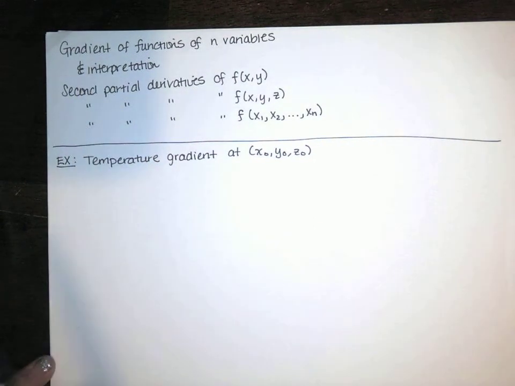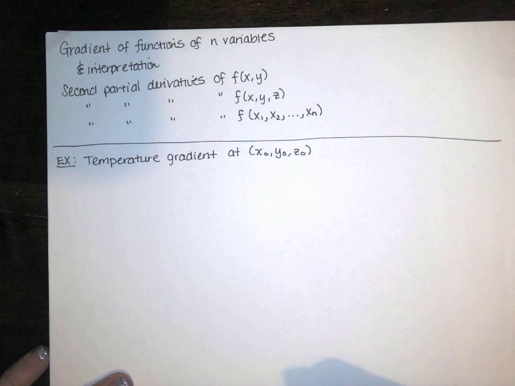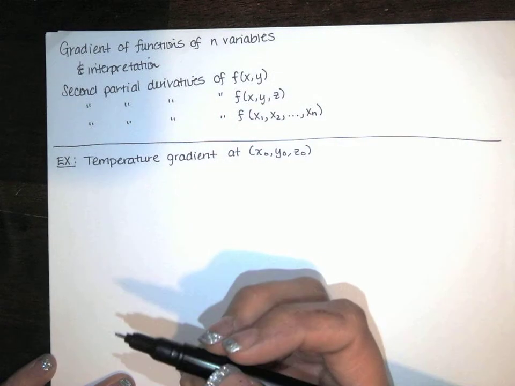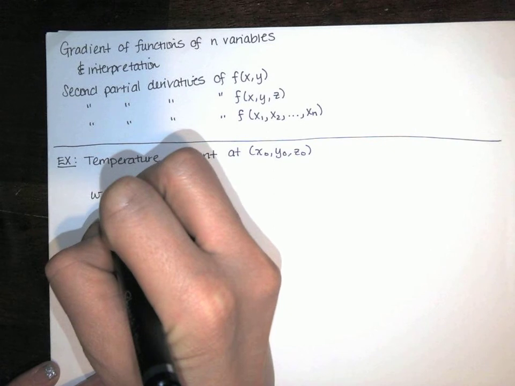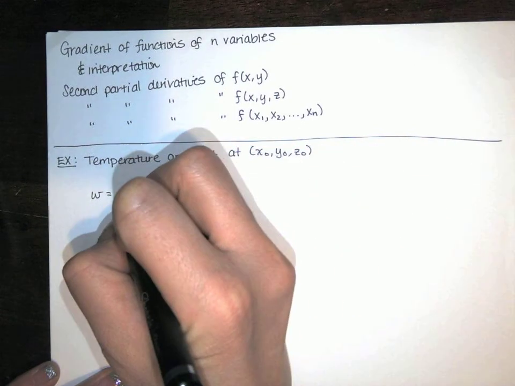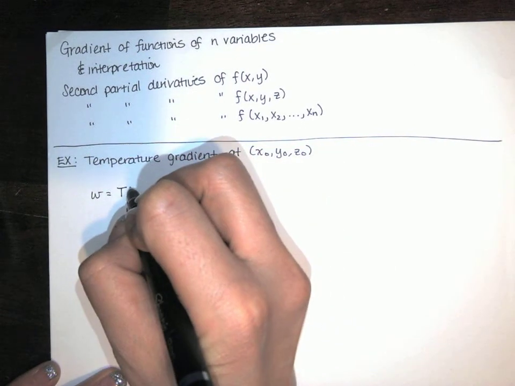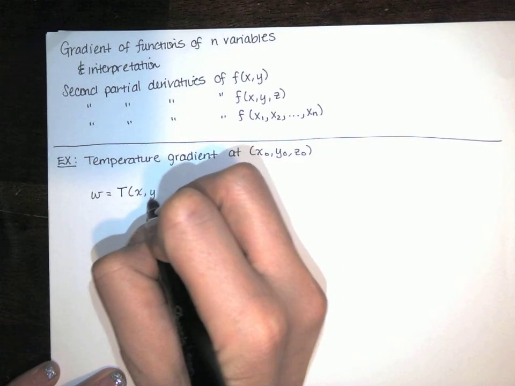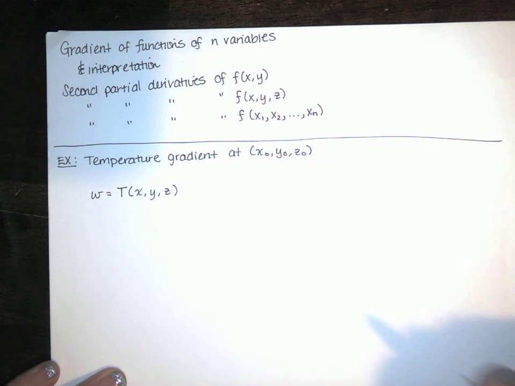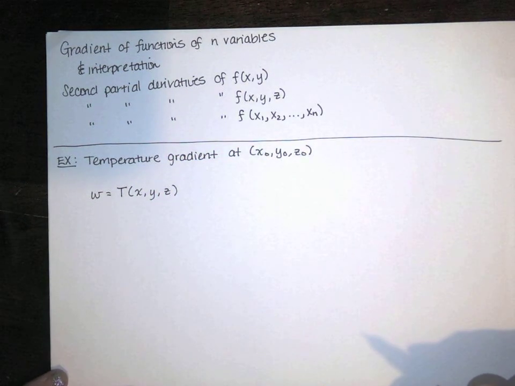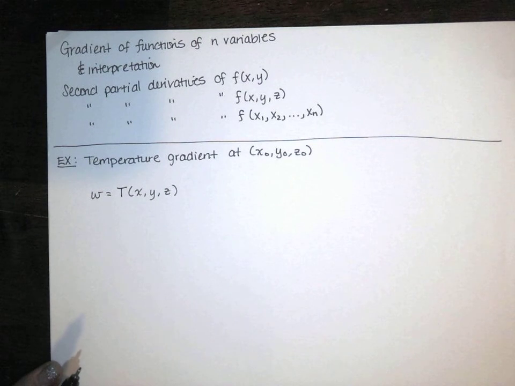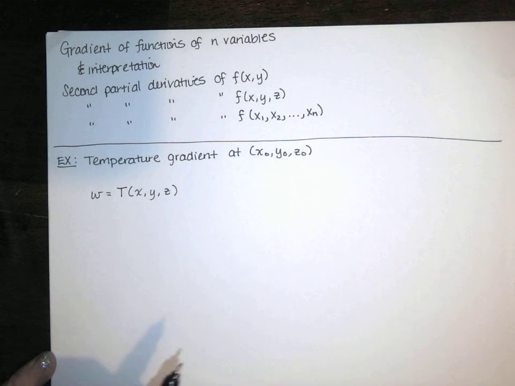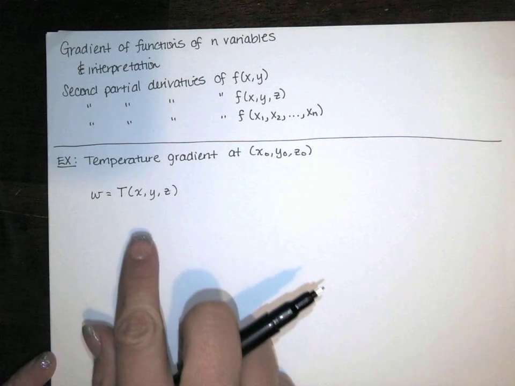So let me just give you an example of a gradient of a function of n variables. So let's say we've got temperature in a room. So we'll say W is representing temperature, and it's given by this notation, capital T of X, Y, and Z. So I can't actually graph this temperature function. It is a function of three variables, so its graph lives in four-dimensional space.